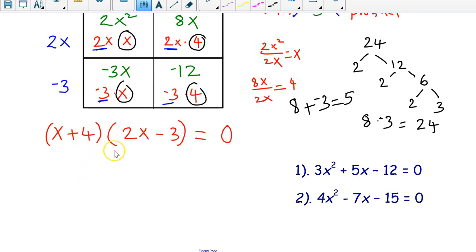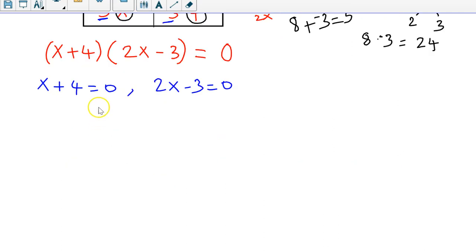I have here x plus 4 times 2x minus 3. So you know that the first factor is a linear equation, and it is 0. X plus 4 is equal to 0. Then 2x minus 3 is also equal to 0. If x plus 4 is equal to 0, then what is the value of x? For what value of x this becomes 0? So I just subtract 4 on both sides to give x is equal to -4.